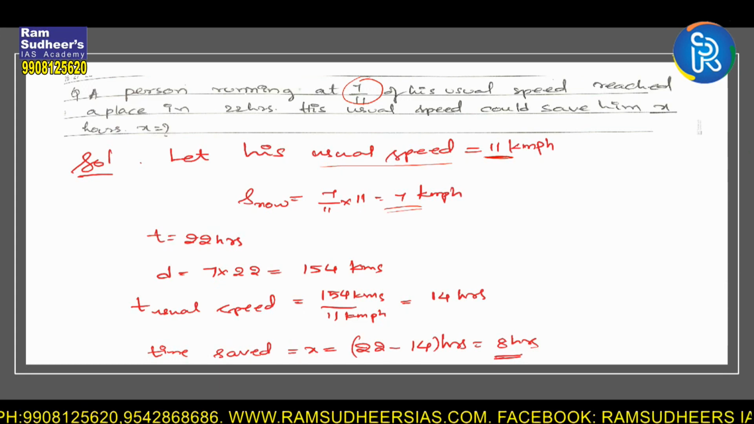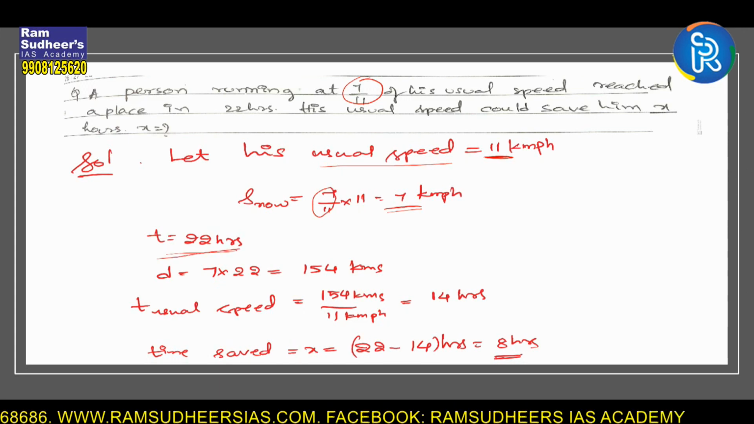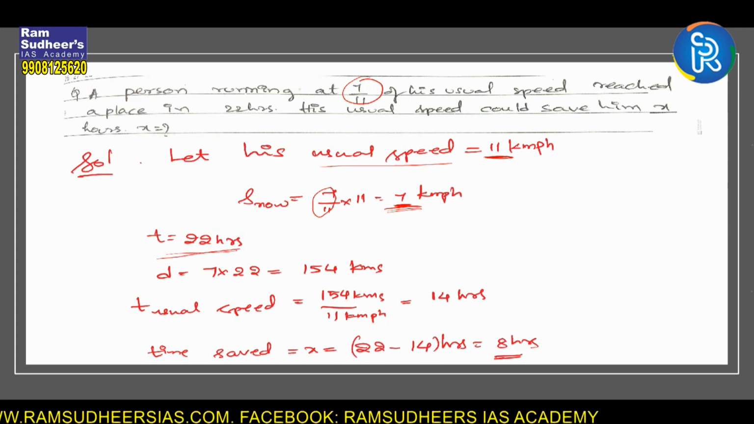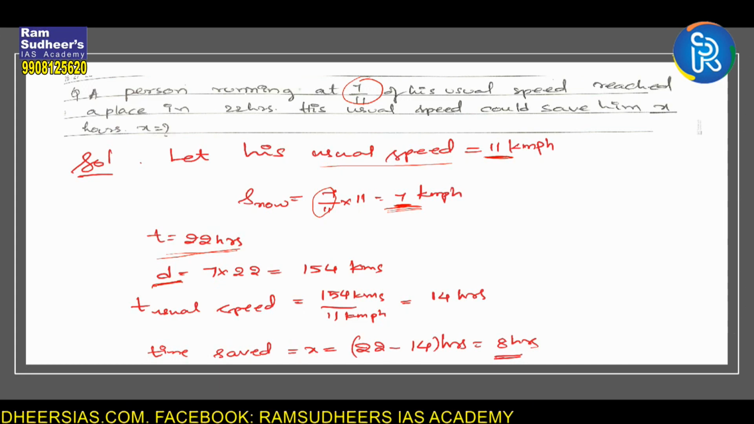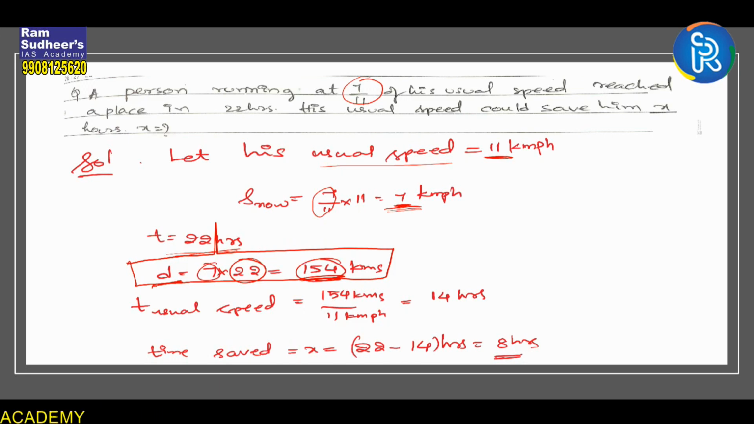The time taken with this 7 by 11 of his usual speed is 22 hours, and therefore the assumption I made is 7 km per hour, and therefore the distance for my assumption would be 154 kilometers. I mean, in 22 hours he would be covering 154 kilometers with 7 km per hour speed.